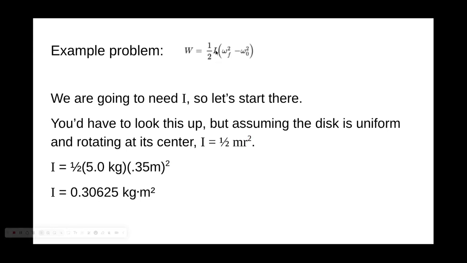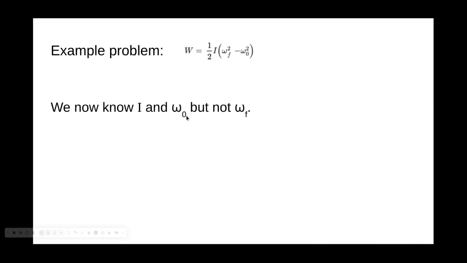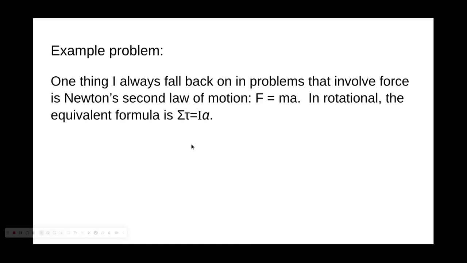So now we know this value right here. We know the initial angular velocity because that was given to us in the problem. We don't know the final. When that happens, it's always a good idea to fall back on Newton's second law. In rotation, that looks like this, the sum of all the torques. In other words, the net torque, which is equivalent to net force, is the moment of inertia, which is equivalent to mass, times the angular acceleration, which is equivalent to the linear acceleration.